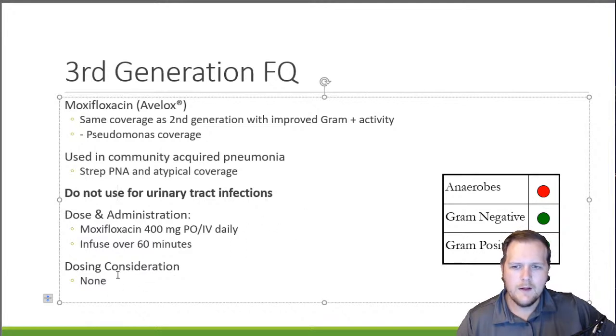Other than that, though, this is beneficial because you don't have to worry about renal dose adjustment because it doesn't undergo renal elimination. So that is one sort of benefit to Avelox that may counterbalance the negative of not being able to use it for UTIs, because those are pretty common infections.